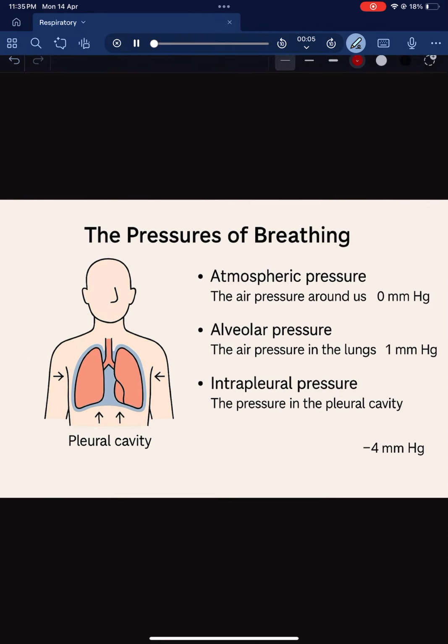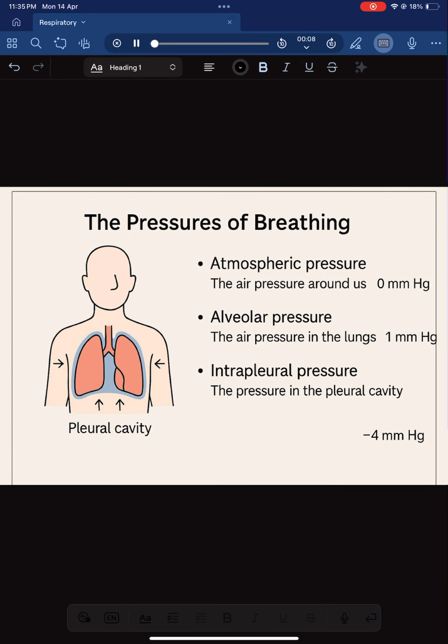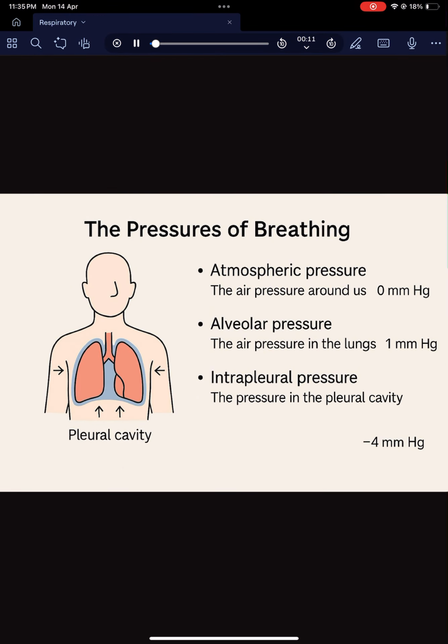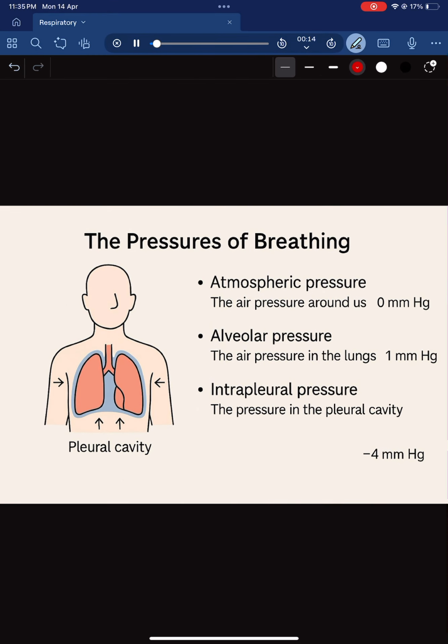Now in this video, we're going to dive into lung pressure and understand how air actually moves in and out of your lungs. We'll also talk about something called negative pressure, and I'll show you how these pressures keep your lungs open and what happens when things go wrong, like in diseases called pneumothorax. Let's make it simple and connect it to real life.